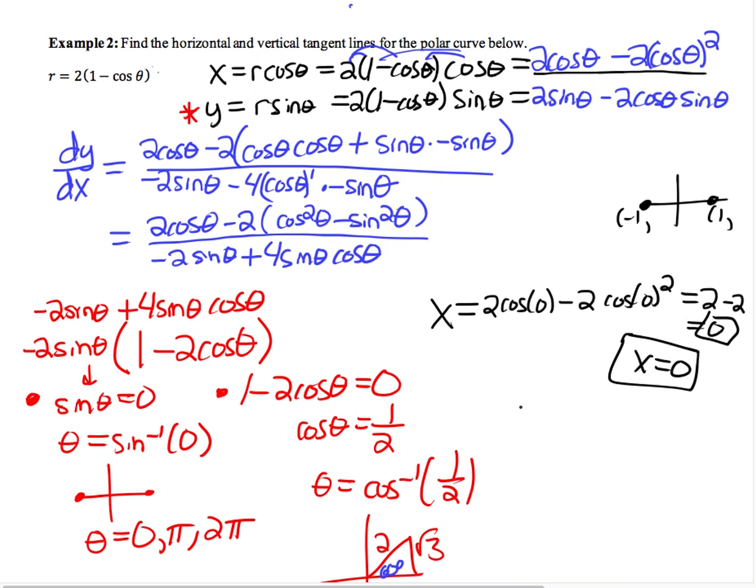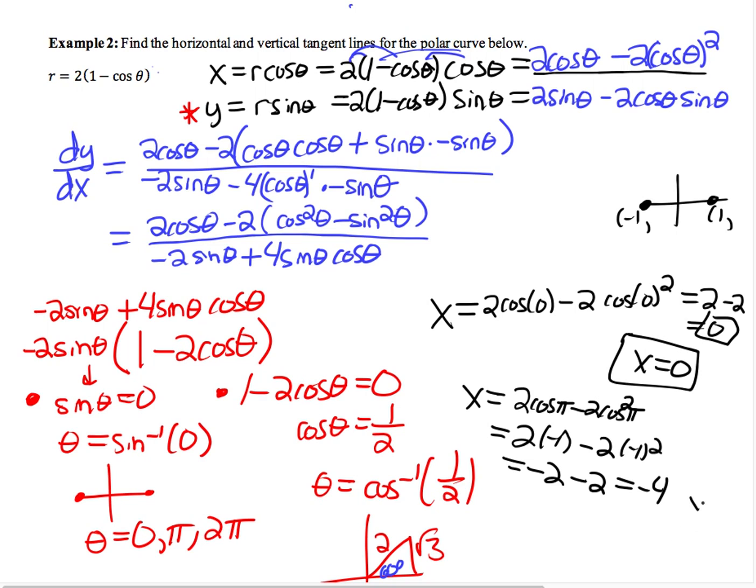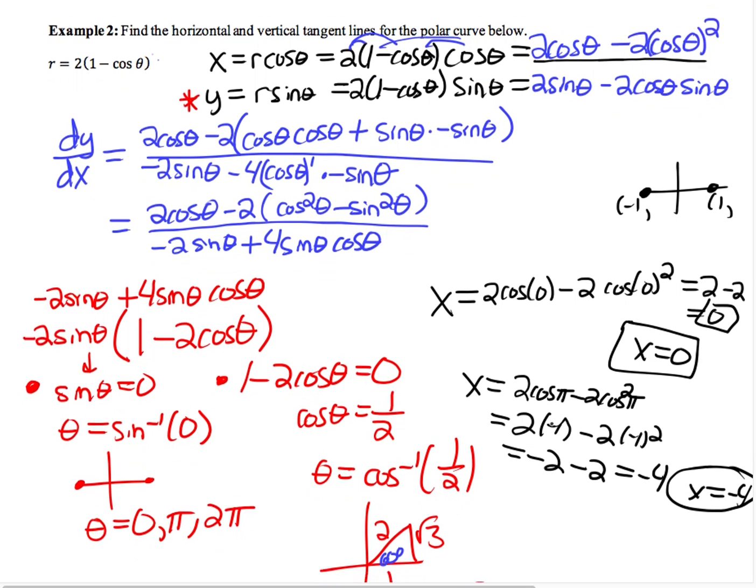might be a possible spot where we get a vertical tangent line. All right, let's try pi and see if that's any different. So that's 1. Now let's do it with pi. So it's going to be 2 cosine of pi minus 2 cosine of pi squared. So that's going to be 2 cosine there is -1, and I've got minus 2 cosine of pi is -1 squared. So that's going to be minus 2, that's -4. So that says x equals -4. Looks like it's another spot where we're going to have a vertical tangent line.